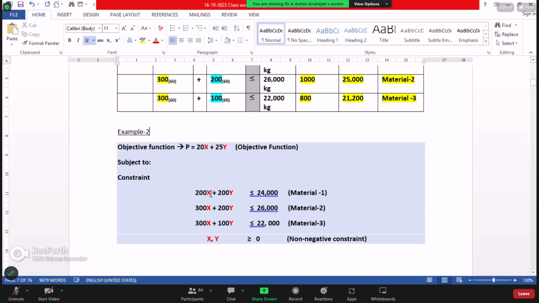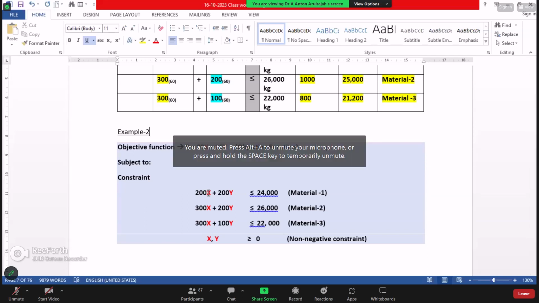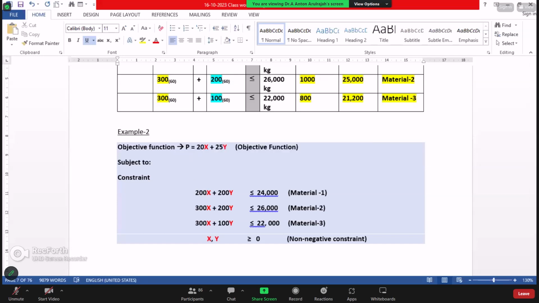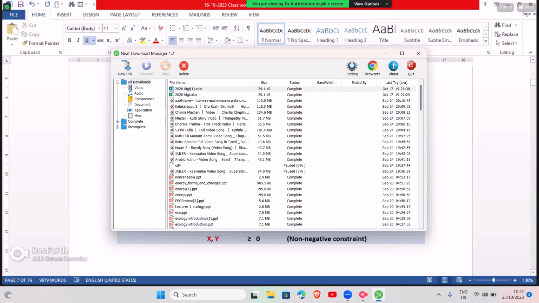So, can you see the screen? Yes, student, sir. Can you see the screen? Right. So please, the same things, right? Now I have changed it.